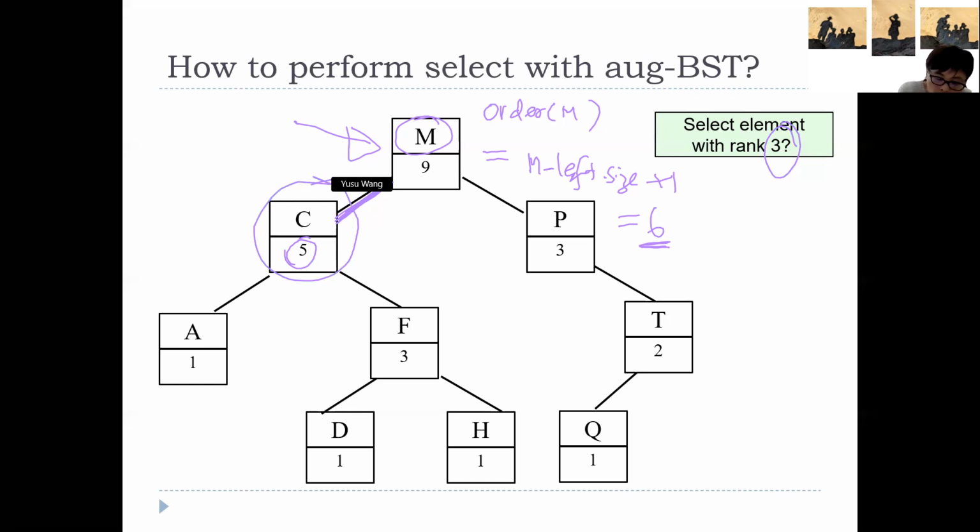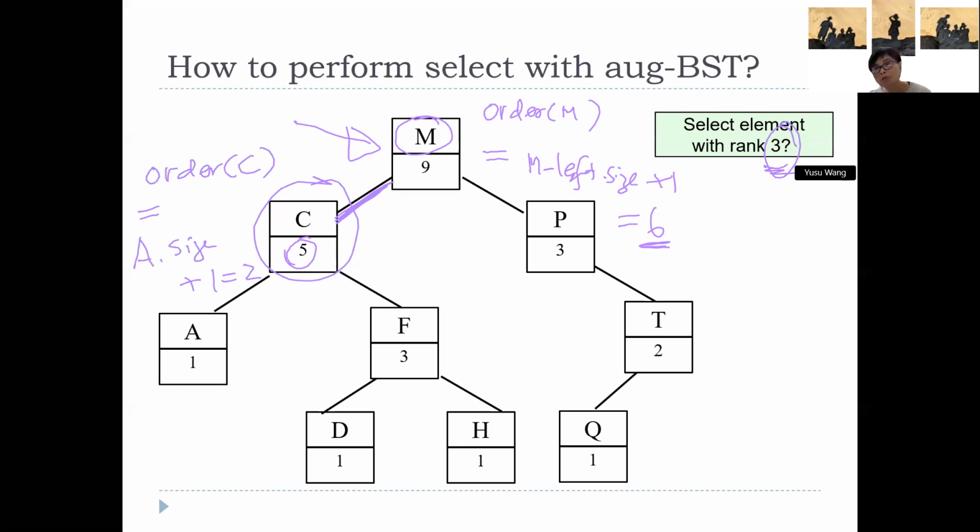I say, what is the order of C? Well, this equals the left child size plus 1. And the left child size is 1. That means there's only one element smaller than me. So I am order 2. I'm the second smallest number. But we are looking for 3. That means that now I have to go to the right. So I'm going to go to the right.